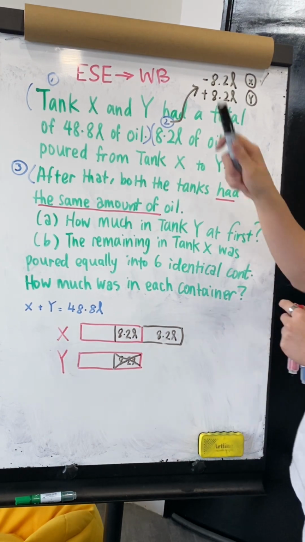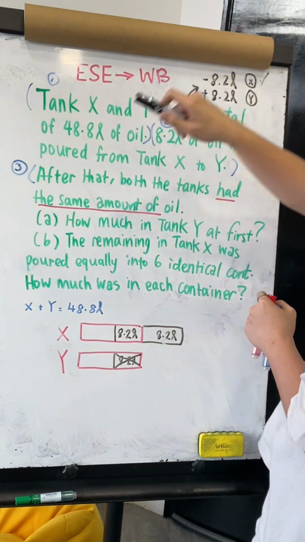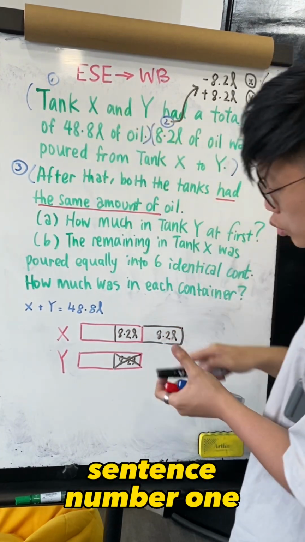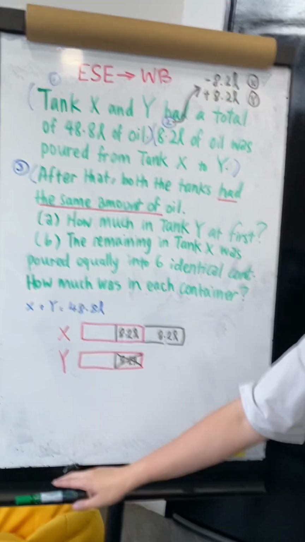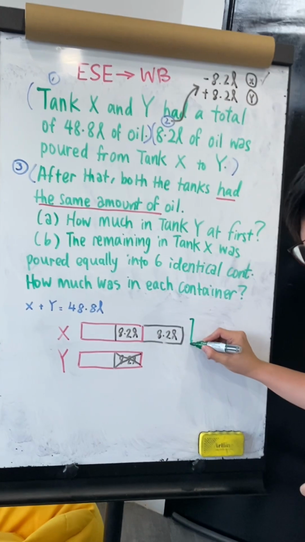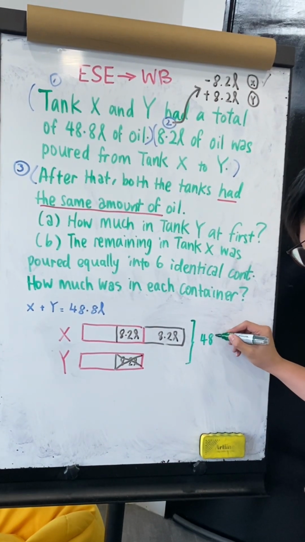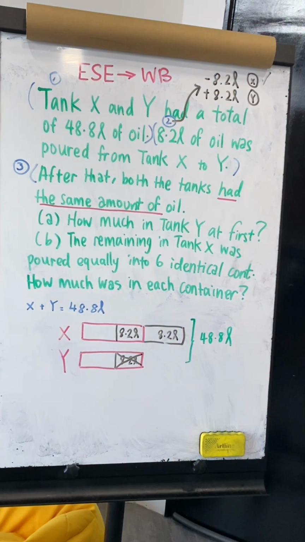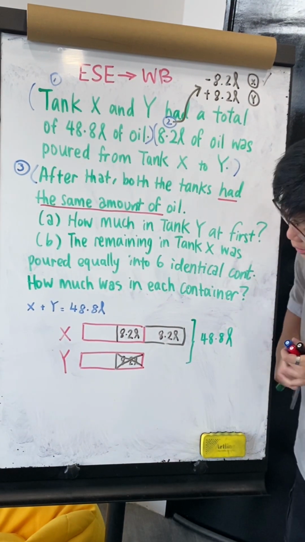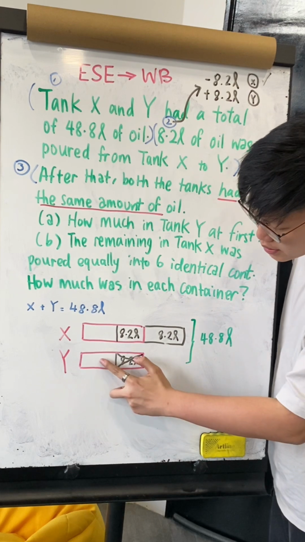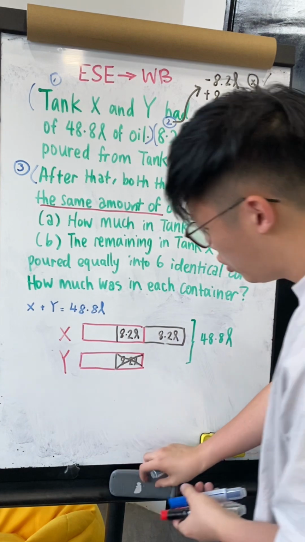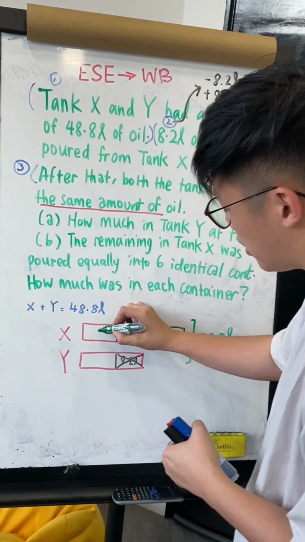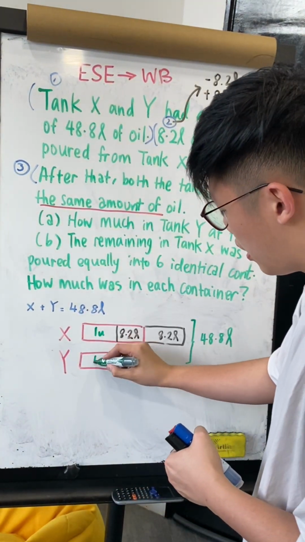Now, remember, equal stage ending, work backwards. So I'm done with 3, I'm done with number 2. I'm going to go to sentence number 1. Sentence number 1 says what? Tank X and Y had a total of how much? 48.8. So this whole thing is 48.8 liters. Now, when you look at this, you realize that you can actually find out what this and this are, because these two are the same, correct? If these two are the same, we can call this 1 unit and 1 unit.